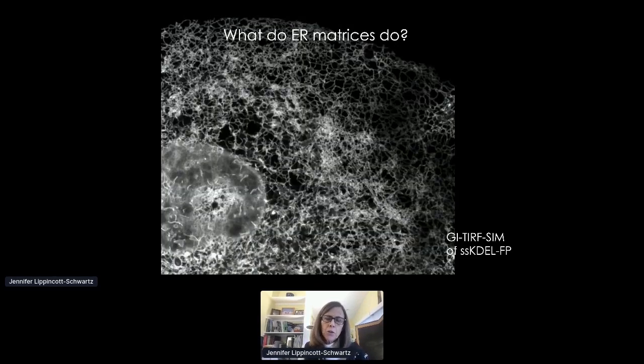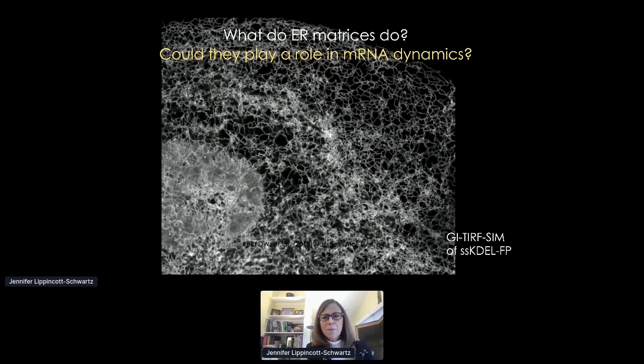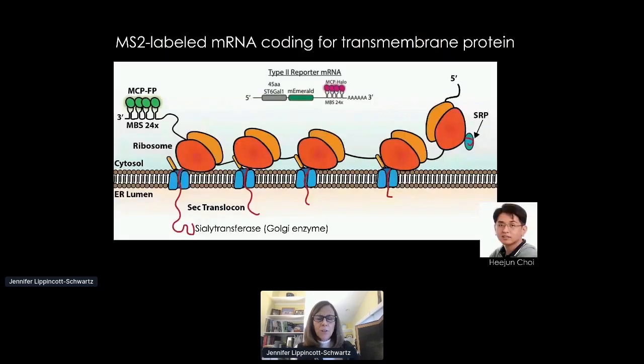And so that led us to start thinking of whether these ER matrices could potentially play a role in mRNA dynamics. That question has been really focused on by Hee-Jin Choi in the lab, who decided he wanted to look at how mRNA associates with the ER and whether there are sites on the ER where the mRNA is being translated. To do that, he created an MS2-labeled mRNA coding for a transmembrane protein, in this case sialyltransferase, which ultimately moves itself to the Golgi apparatus.